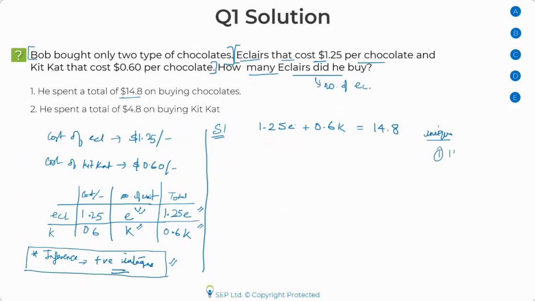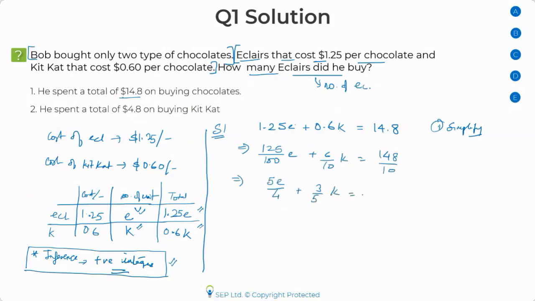One way is people do hit and trial, which I am not a fan of. So you can plug in values of 1, 2, 3, 4 and keep on checking till you get 14.8. What I prefer to do is, first of all, simplify. What do I mean by simplification? I would first of all get rid of the decimal points. So I can write this as 125 upon 100, 6 by 10, 148 by 10 if I want to. Now if you cancel by 25, you'll get 5 by 4, 3 by 5, and here you would get 74 by 5.